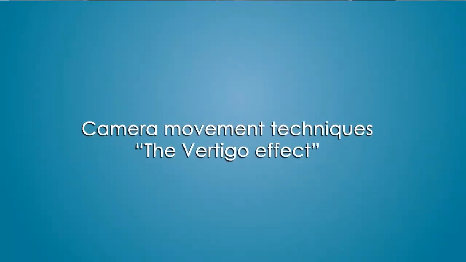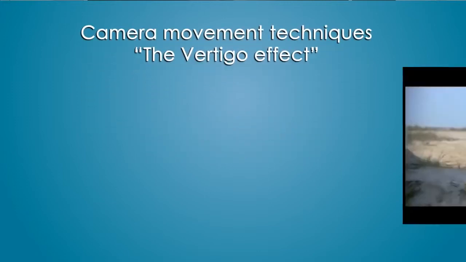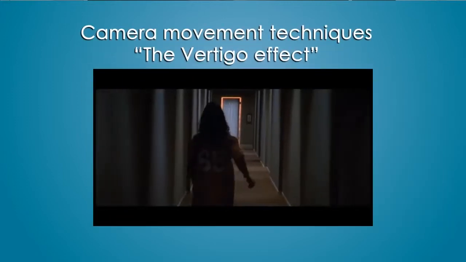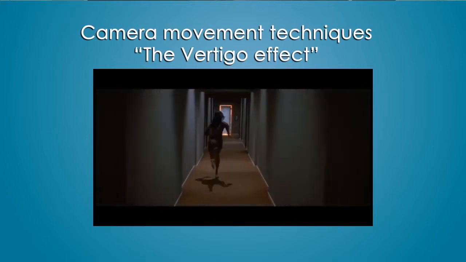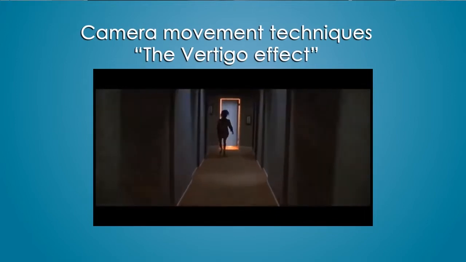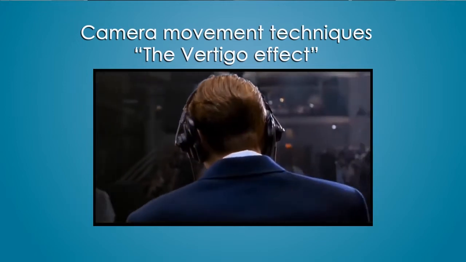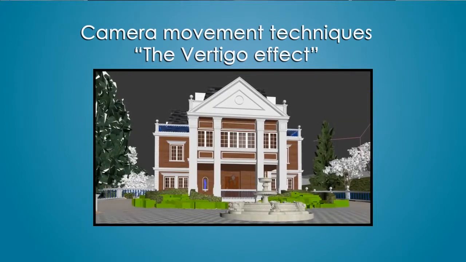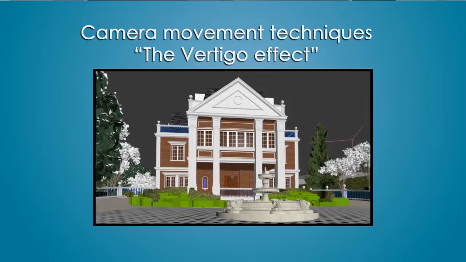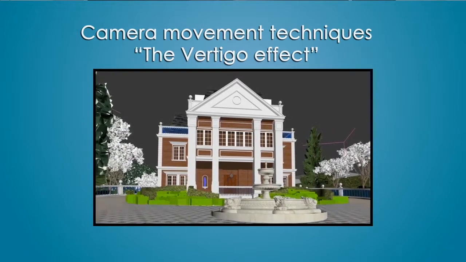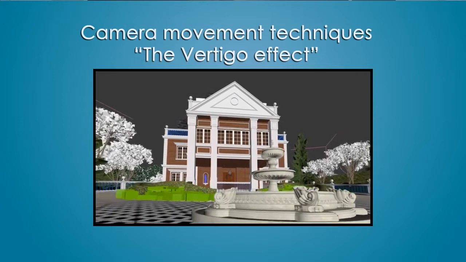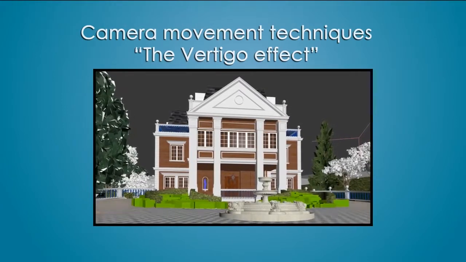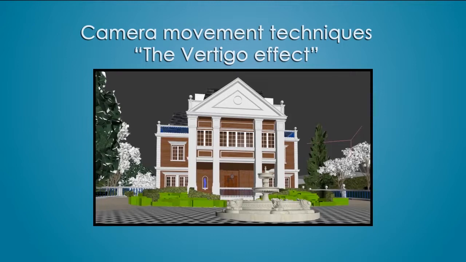Camera movement techniques, the Vertigo effect. Vertigo effect is one of the most interesting techniques usually used in horror movies to give the viewer a strong emotional impact. In Vertigo effect, the camera zooms in on a target, but at the same time, during the zoom, there is a continuous perspective distortion that messes with the mind of the viewer.